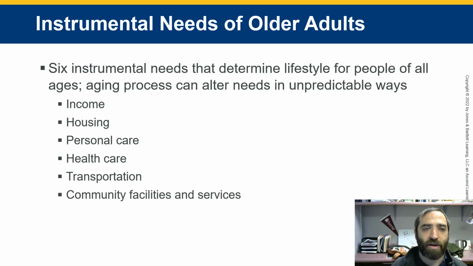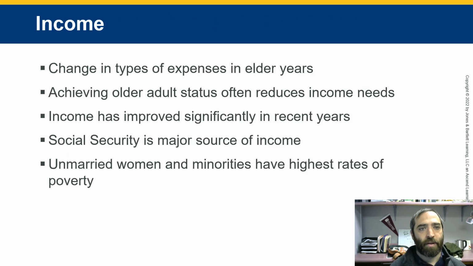We are going to talk about the 6 instrumental needs that everybody needs in order to thrive in society. Those are income, housing, personal care, healthcare, transportation, and community facilities. Everybody needs these, whether they're 4 or whether they're 84, but as we age, our ability to access them and what we need from them may change. So let's dive into them.